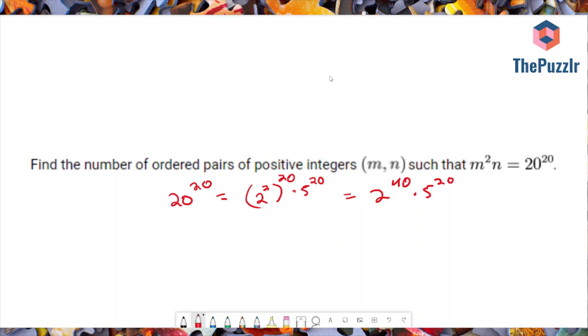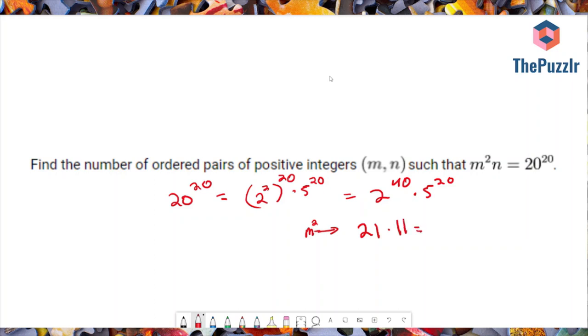For a factor to be a perfect square, it has to have even powers of all the exponents that it has. So for the value of m squared that we choose, it needs to have an even power of 2. There are 21 options for that, since you could have 0, 2, all the way to 40. So there are 20 positive exponents, and 2 to the power of 0 gives us one more option. So there are 21 options here. And for 5 to the power of 20, you could have 0, 2, 4, all the way to 18 and 20. So there are 11 options there.